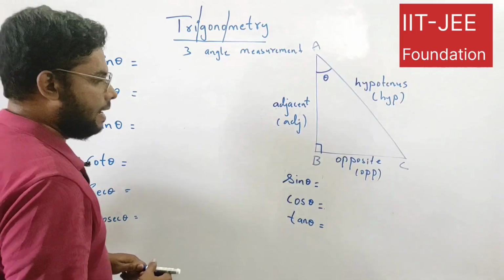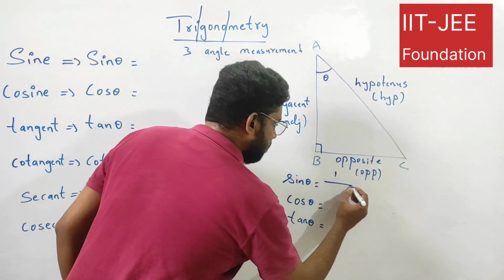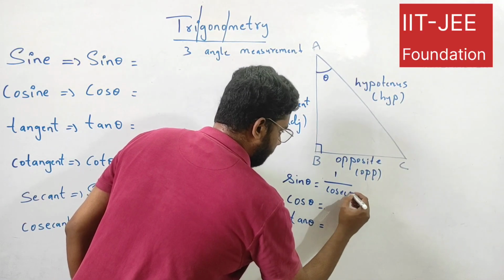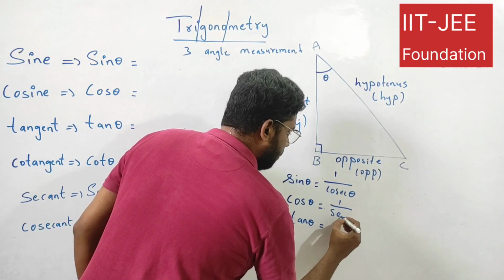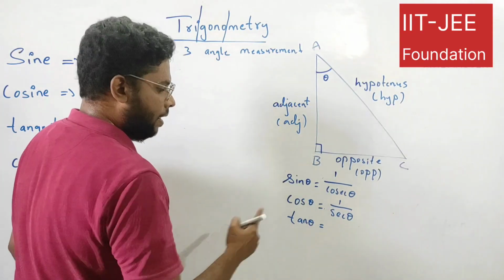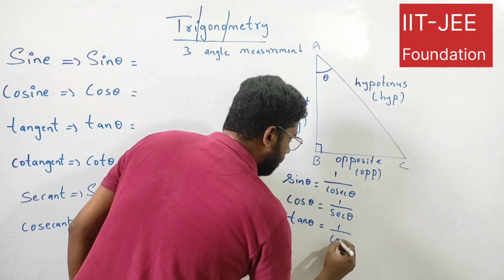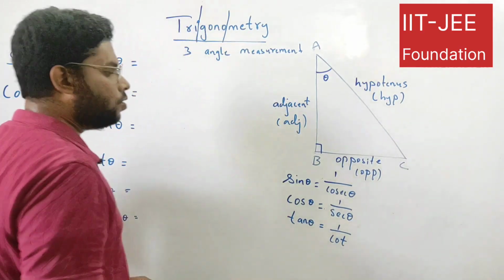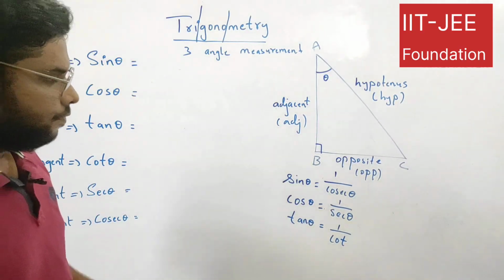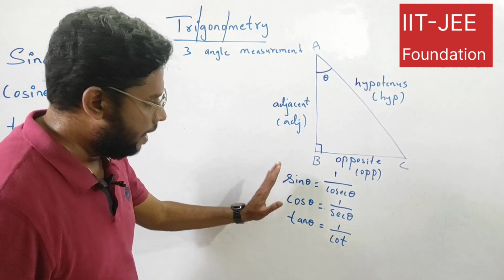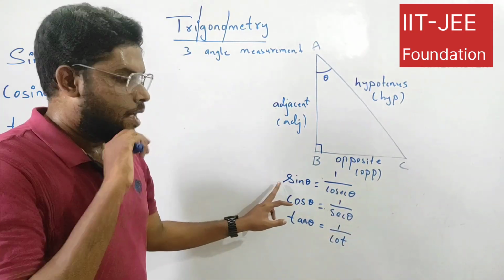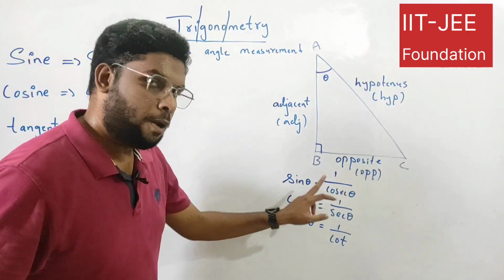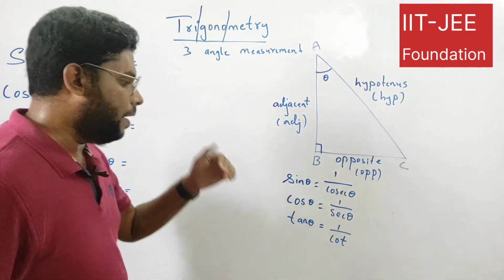These 3 are the main, and the rest of 3 are the reciprocals. Means what? Sin theta can be written as 1 by cosec theta. Similarly, cos theta can be written as 1 by secant theta, and tan theta can be written as 1 by cotangent theta, that is cot theta. Basically 6 are there, 3 are main, and the rest of 3 are the reciprocals. Always remember this: sine is 1 by cosec, cos is 1 by secant, and tan is 1 by cot.